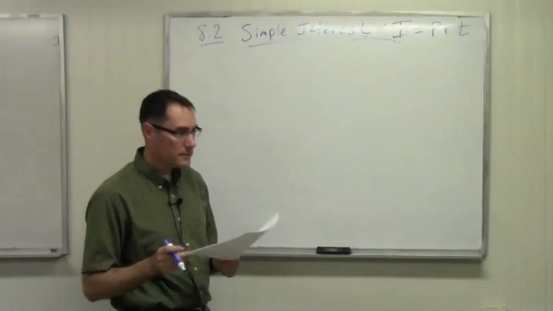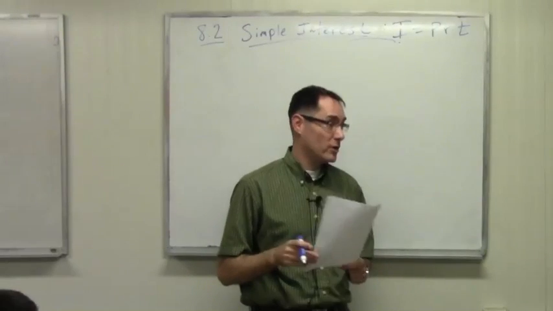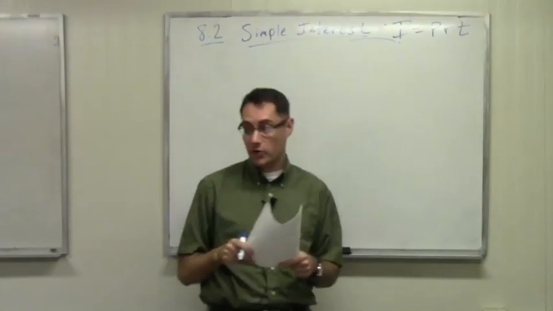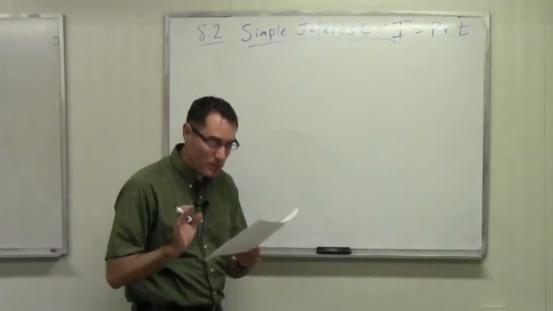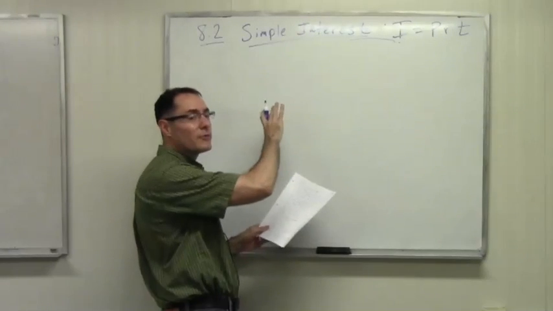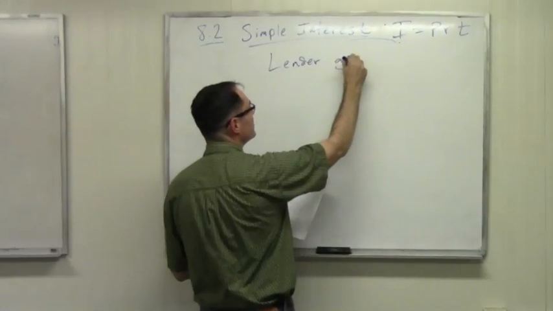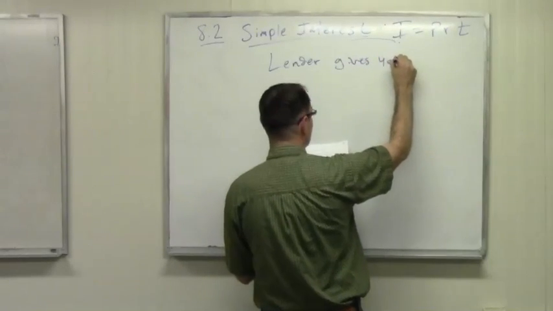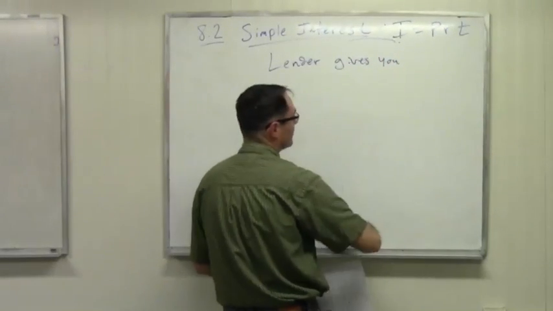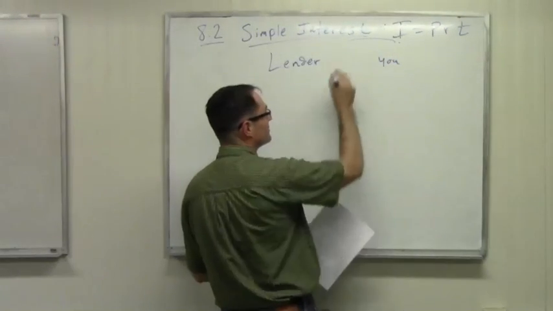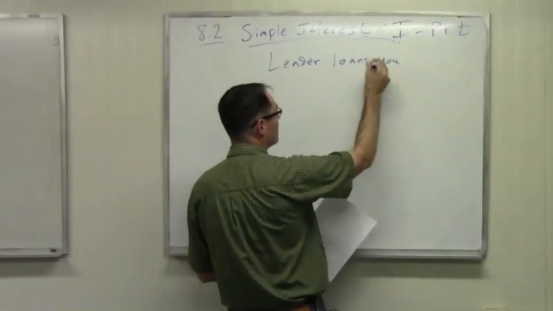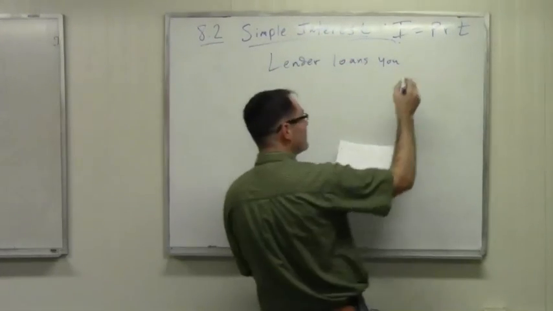You can pay points when you initially get a loan as well. Okay, here's what points are. So let me just start out with an example on this. A lender loans you, I should say loans you, this is no giving here, this is loaning you, $10,000.